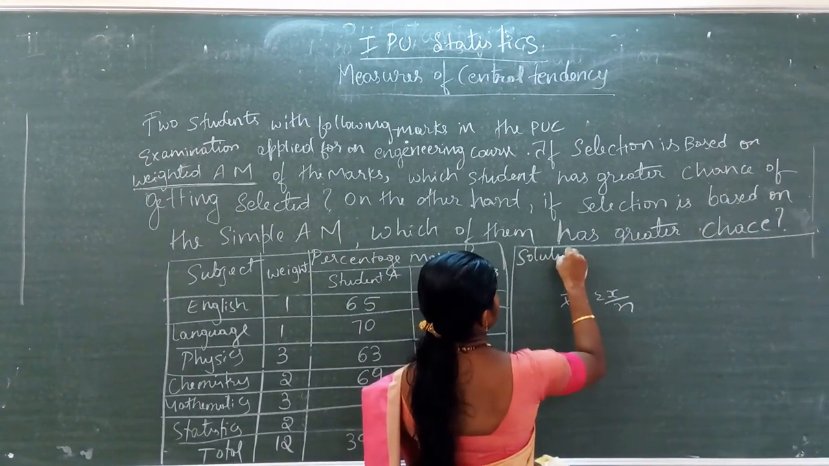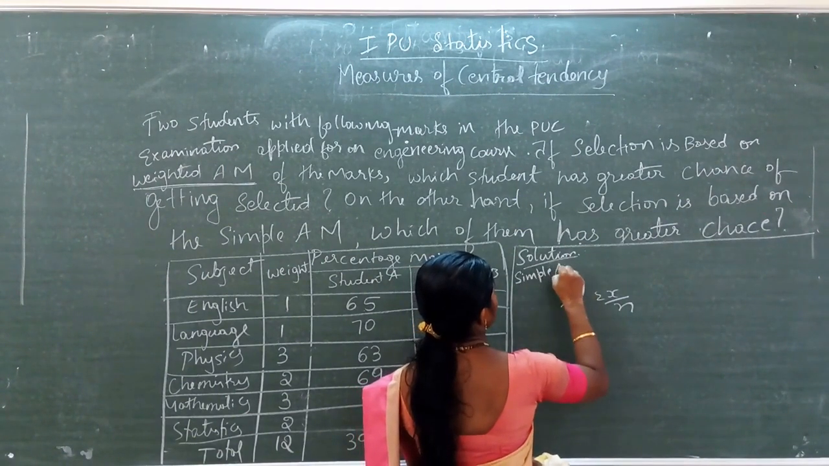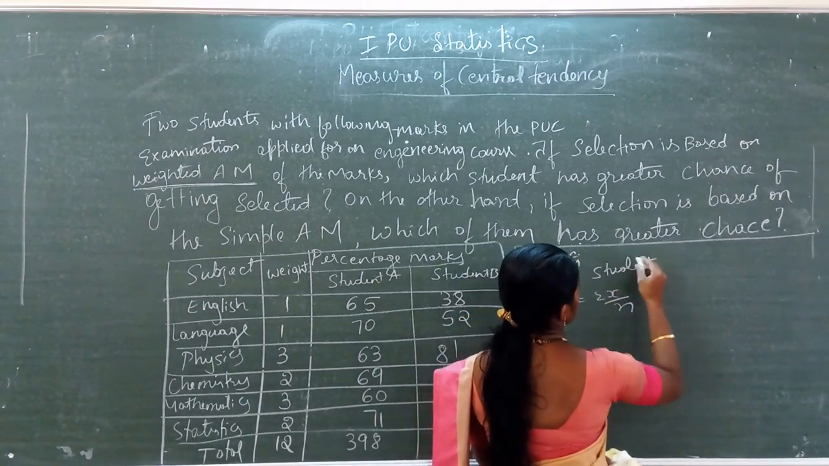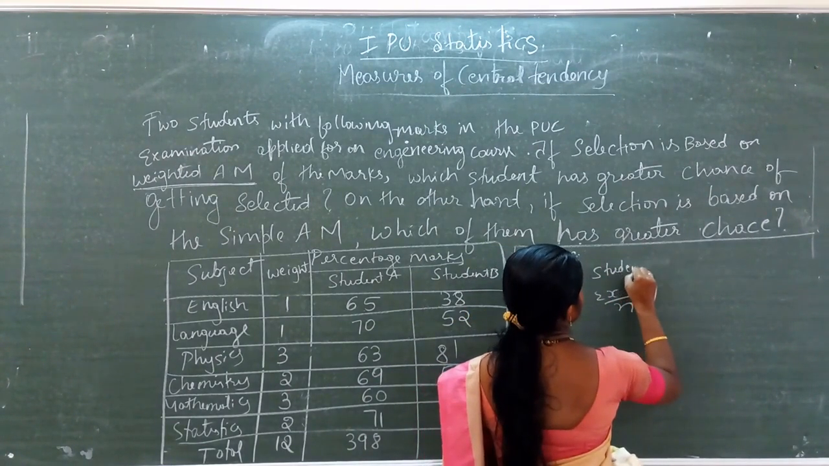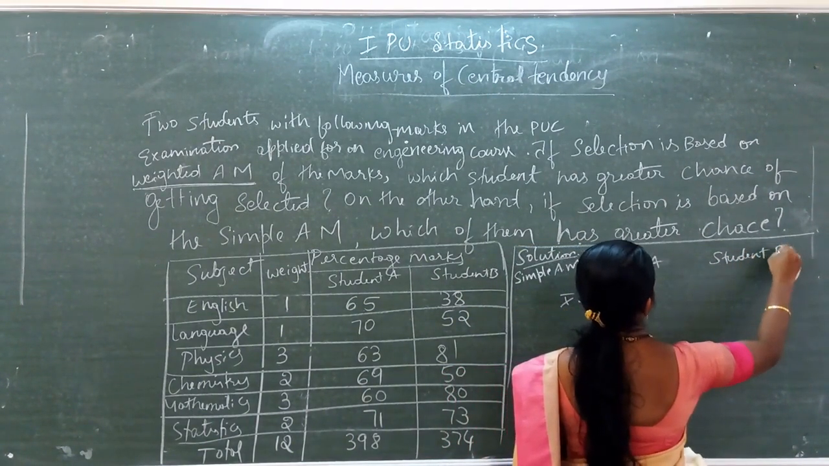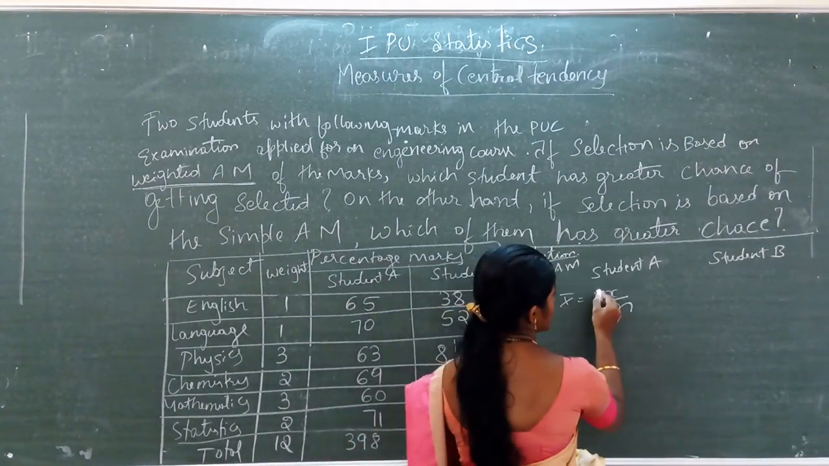Solution. This is a simple arithmetic mean, simple AM. This is student A and this one is student B. X bar equals summation x divided by n.